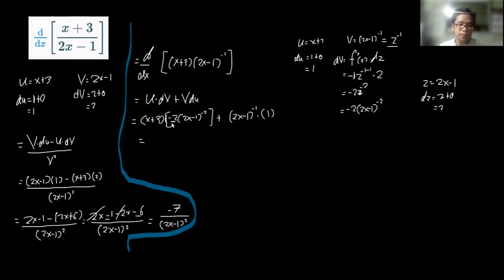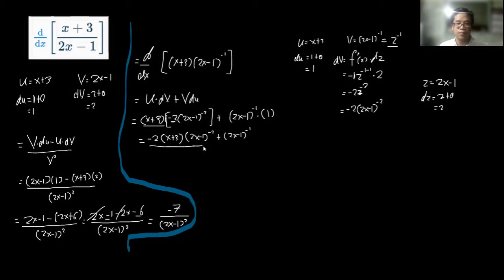This negative 2, I can just combine with the binomial x plus 3 without distributing. I can do it like negative 2 times x plus 3, then times 2x minus 1 raised to negative 2, plus 2x minus 1 raised to negative 1. Okay, I can further simplify this one.